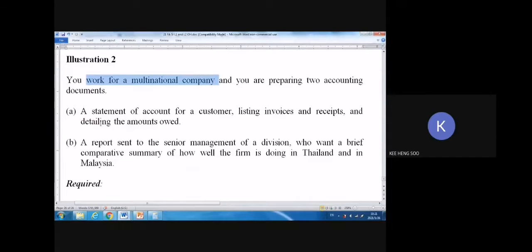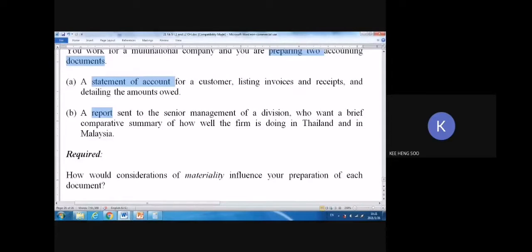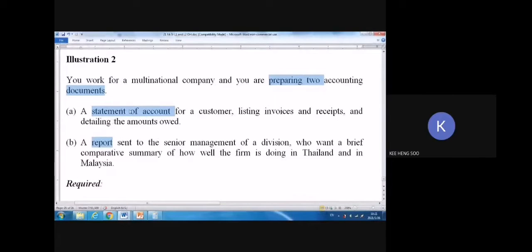You work for a multinational company, a big company. You prepare 2 documents. The first document is a statement of account. The next document is the report. How would the consideration of materiality influence your preparation of these documents? Your exam question will be something like that. In theory, how would the consideration of materiality influence your preparation of this document?